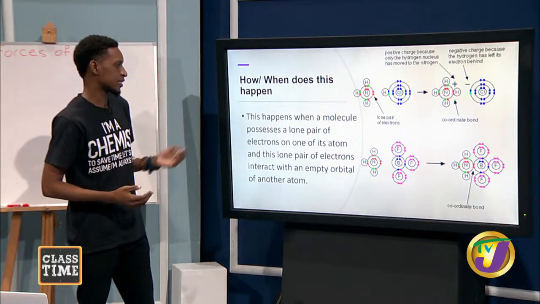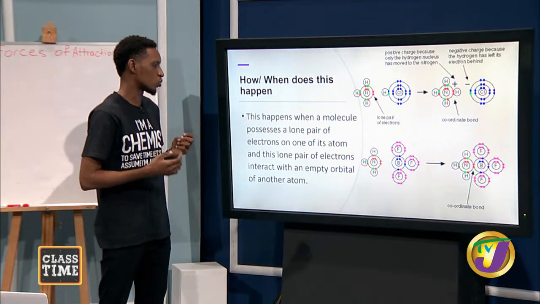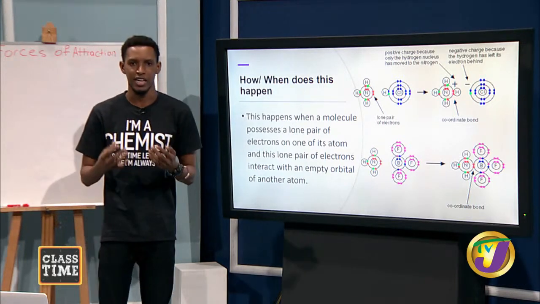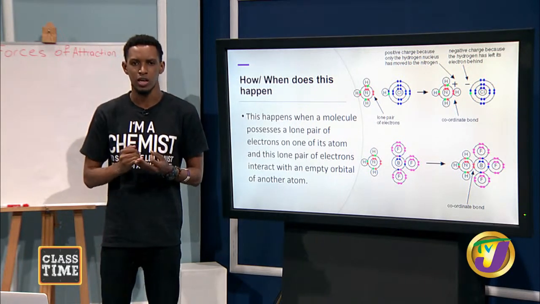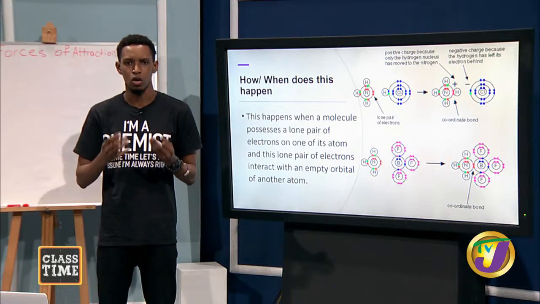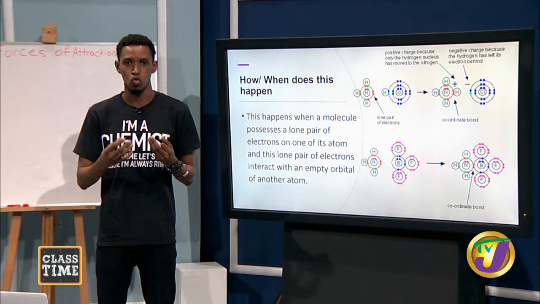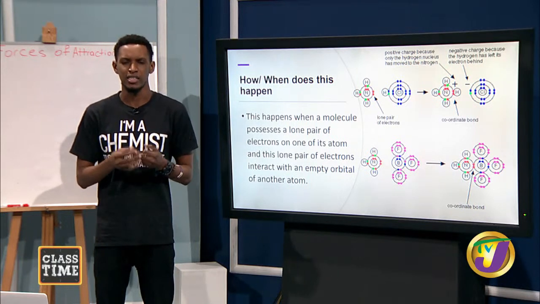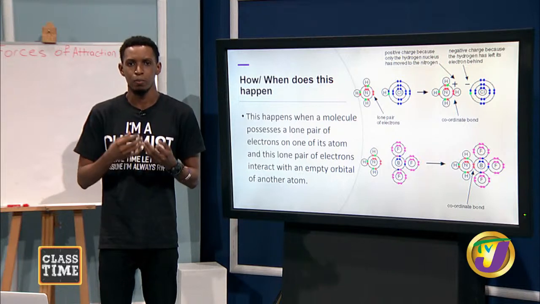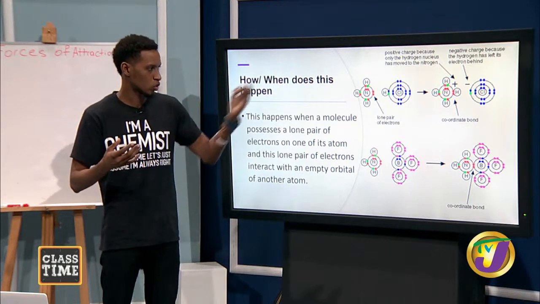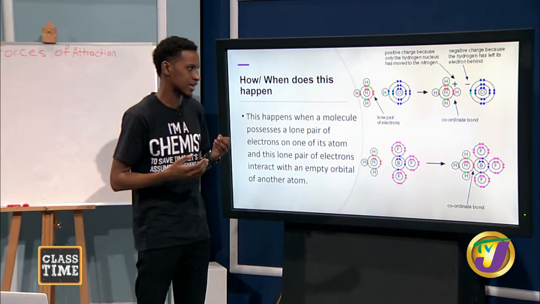Now, this happens when a molecule possesses a lone pair of electrons. So halogens, water, ammonia, these species that have a lone pair of electrons can take part in dative covalent bonding, as well as species that have an empty orbital or are positively charged. And I'll show you guys on this slide.